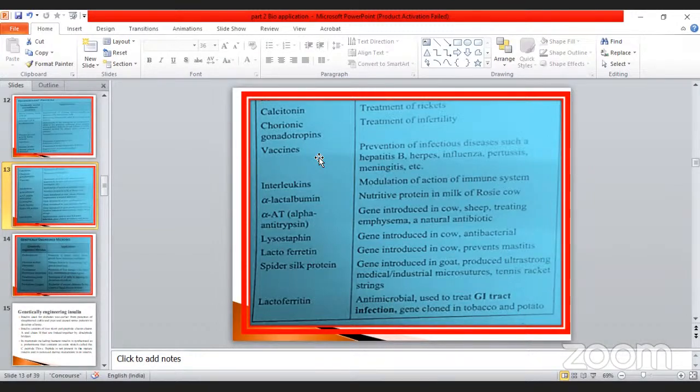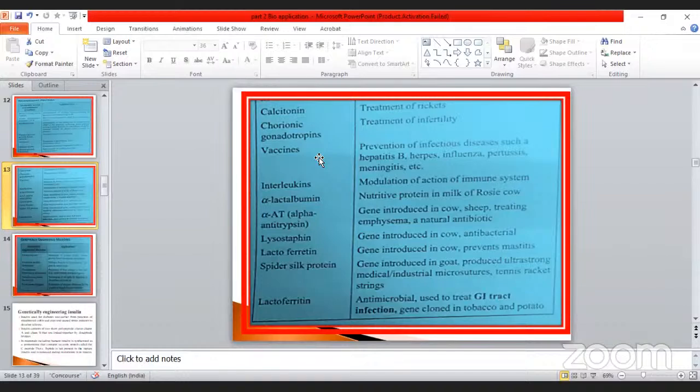Next one is lysostaphin. The lysostaphin gene is introduced in cows for antibacterial activity. Because in veterinary science, all the animals, cow or buffalo or whatever, are affected by so many bacterial and viral diseases, like foot and mouth disease, and so many skin rashes. In those conditions we have to introduce a new protein molecule. That protein molecule is called what is that?